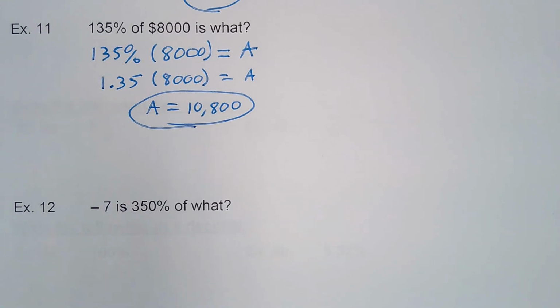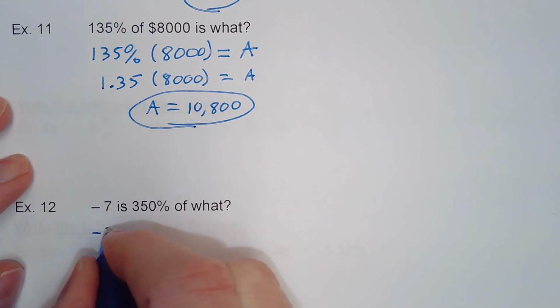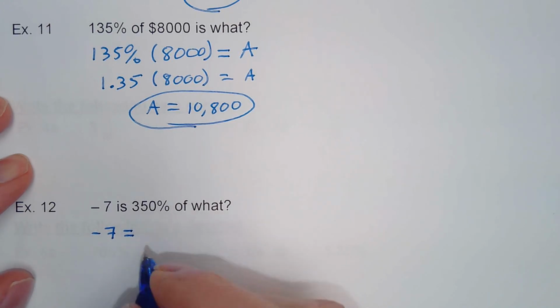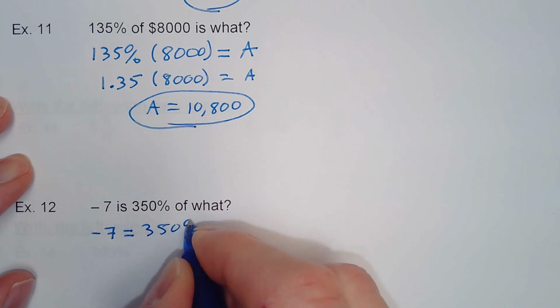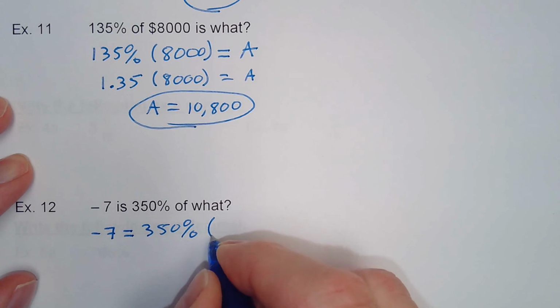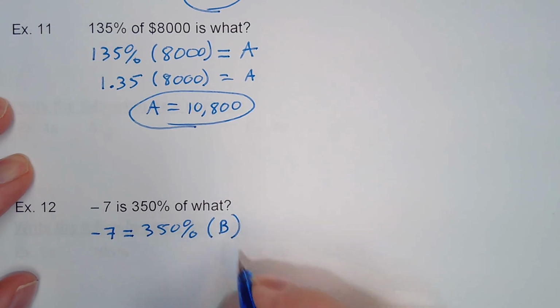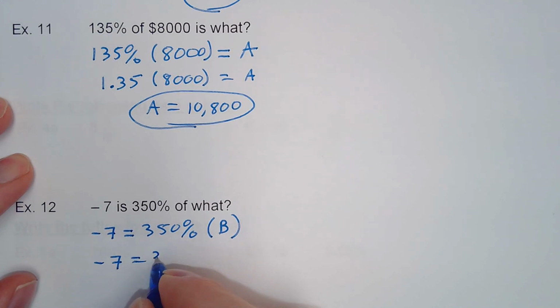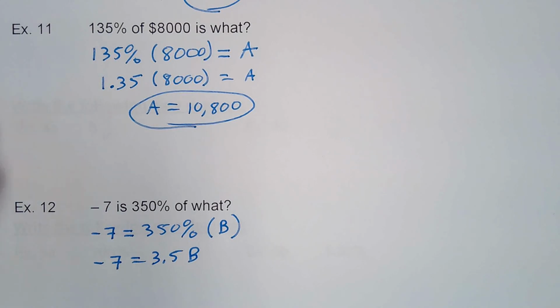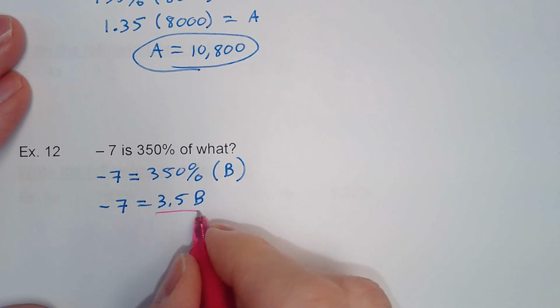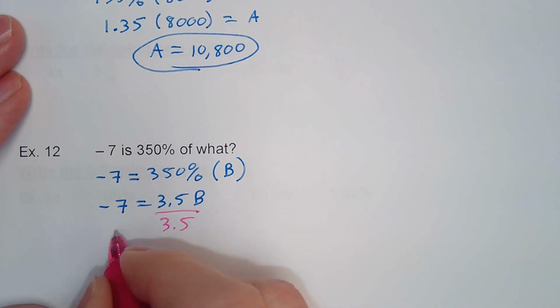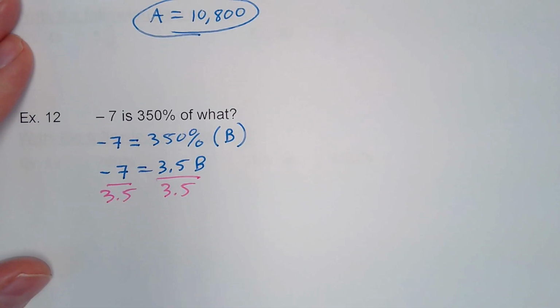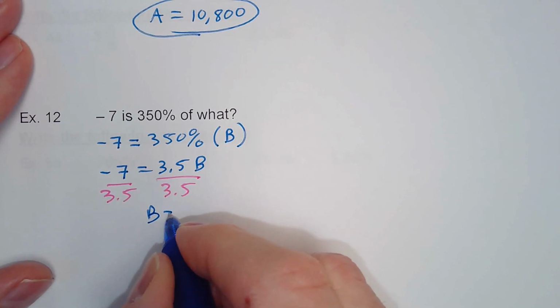Let's take a look at number 12. So we have negative 7 equals 350% of what? So we're looking for the base. We're going to rewrite that as a decimal. So it'd be 3.5 times B. And now divide by 3.5. And that should give you B equals negative 2.